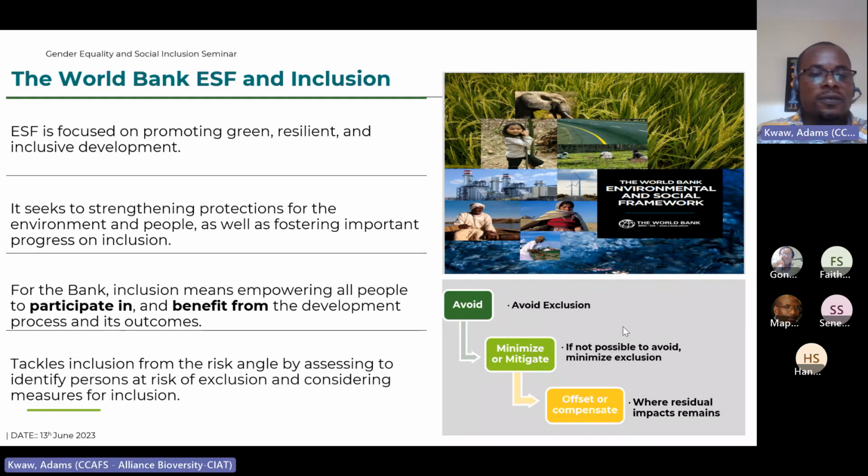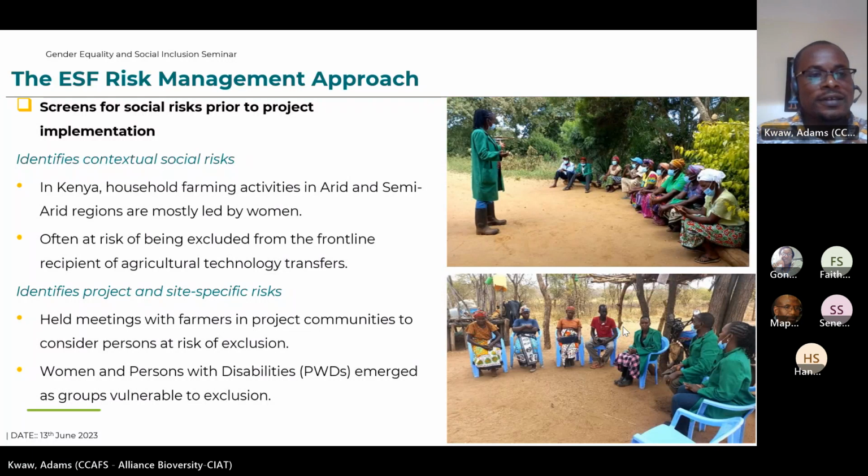So in terms of applying the framework measures and procedures, what is required? The first is to do assessment to identify those who could be at risk of exclusion. And in reality, it's done at two levels, the contextual risk assessment and site-specific risk assessment. In the case of Kenya and in many other countries where we have done this assessment, we pay attention to these two issues.